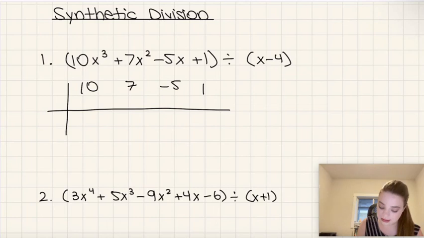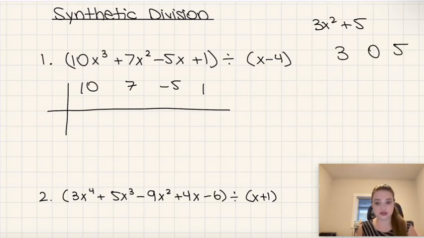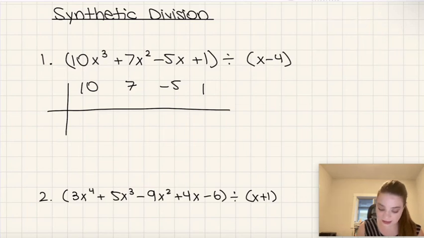So let's say we had 3x squared plus 5. I would write 3, 0, 5 as opposed to just 3 and 5, because notice there's no term with x, and so I can't just skip that. I need to account for that, which means the coefficient for x would be 0, right? So just keep that in mind. That doesn't really apply to this question, but it does apply in many questions.